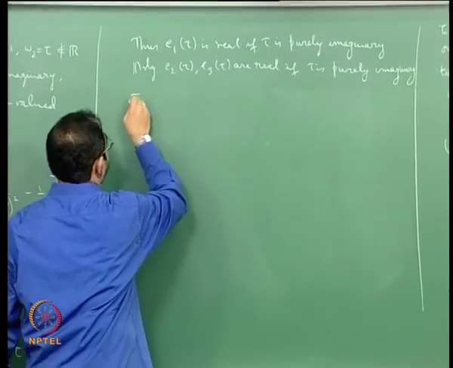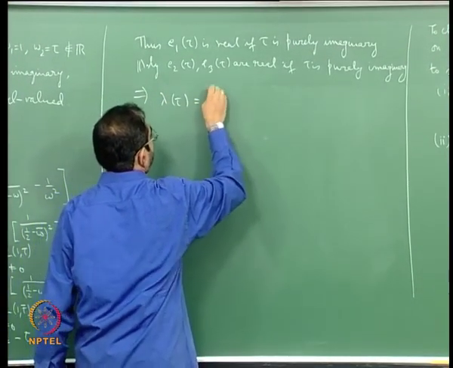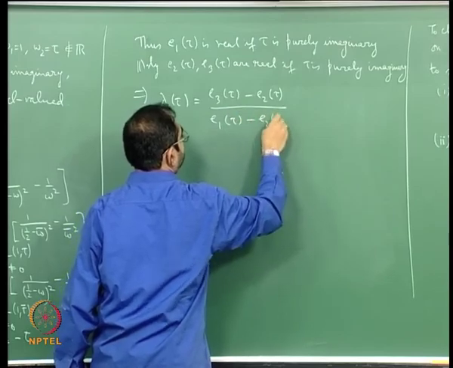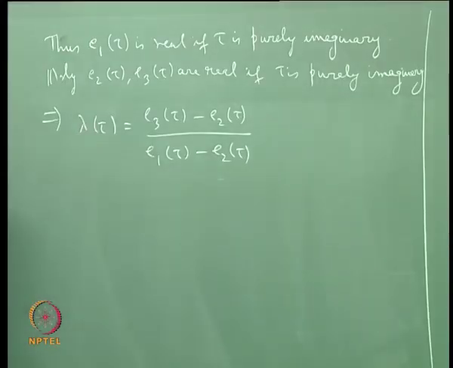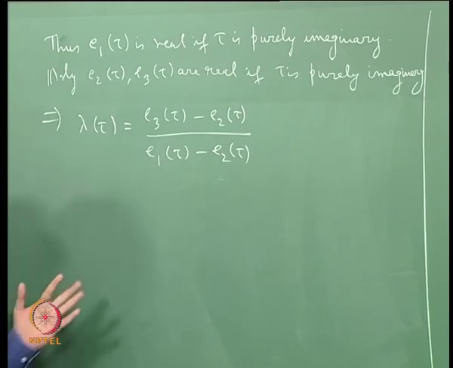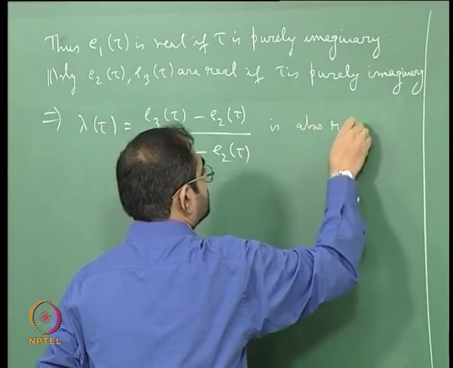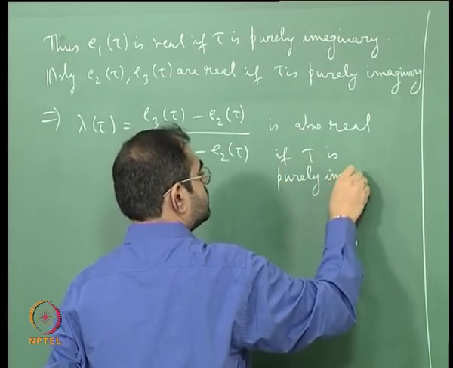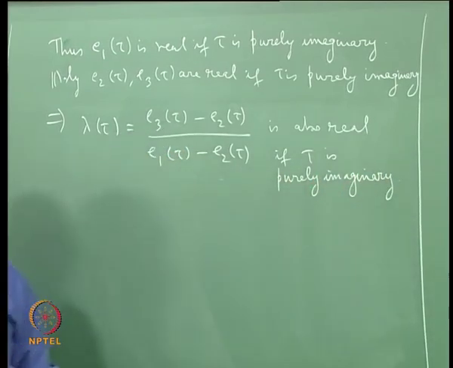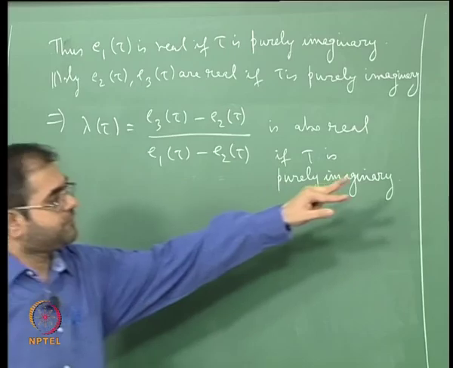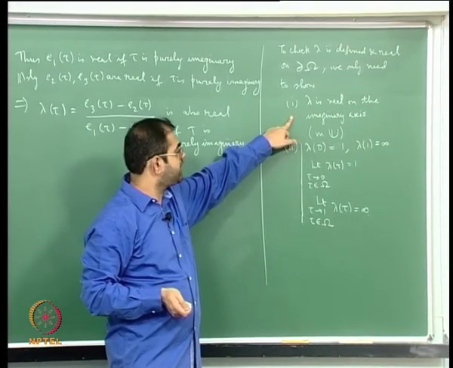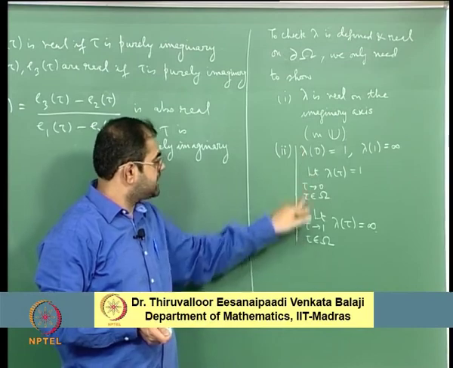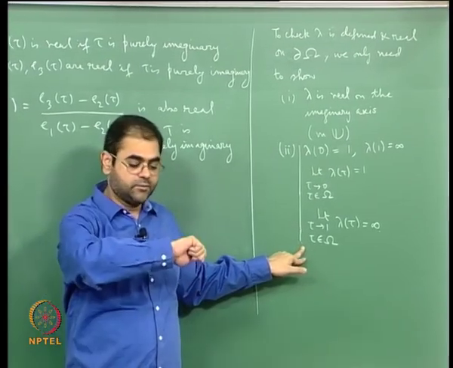Okay. So this implies that lambda of tau, which was defined to be E3 of tau minus E2 of tau by E1 of tau minus E2 of tau, this is how lambda of tau was defined, turns out to be real if tau is purely imaginary. Okay, so this completes the proof of this statement that lambda is real on the imaginary axis. Okay. So this is the next statement that one has to prove, and I'll do that in the next lecture.